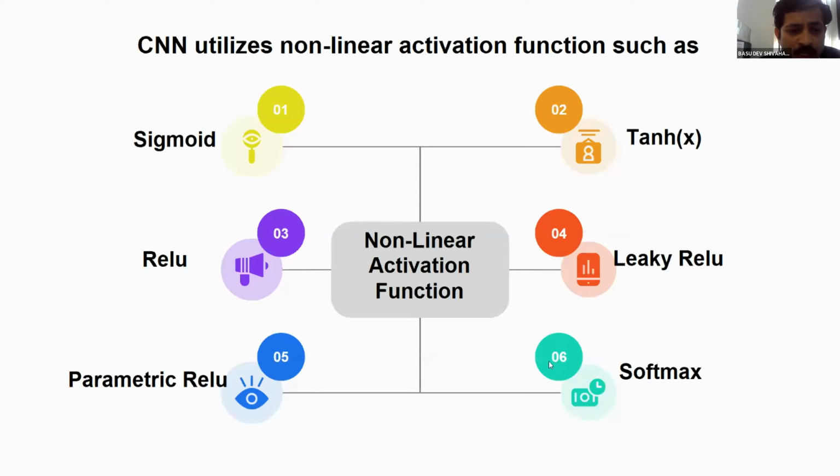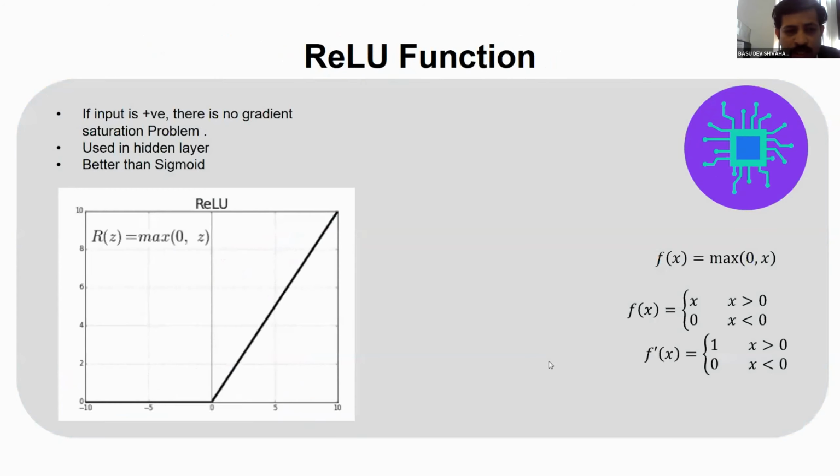Then next is our ReLU function. In the ReLU function, we can see that there is no need to find the gradient, because we can see this straight line going from 0 to 1. So there is no need to find the gradient. Gradients means derivation. So the ReLU function is better than the sigmoid function. And the derivation of this ReLU function, for any variable x, is 1.